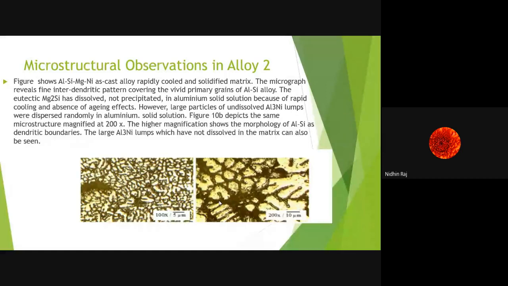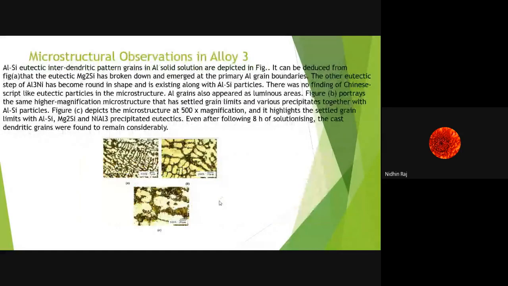Now moving on, this is the microstructural observation of alloy 3. The aluminum silicon eutectic interdendritic pattern grains in aluminum solid solution are depicted in figure A. It can be seen from figure A that the eutectic Mg2Si has broken down and emerged at the primary aluminum grain boundaries. The other eutectic phase, Al3Ni, has become round in shape and exists along with aluminum silicon particles. There was no finding of Chinese script-like eutectic particles in the microstructure, and the aluminum grains also appeared as luminous areas.